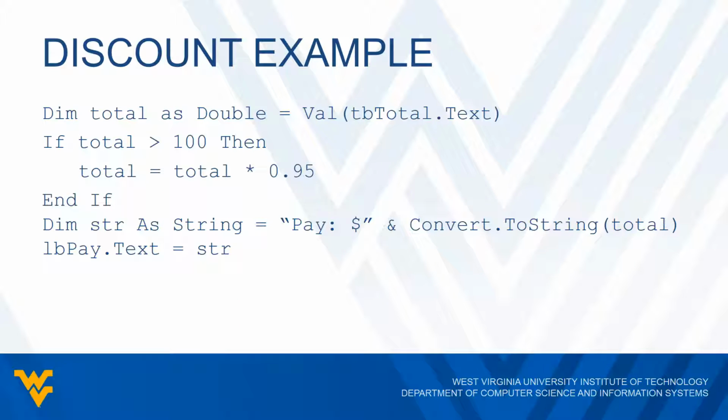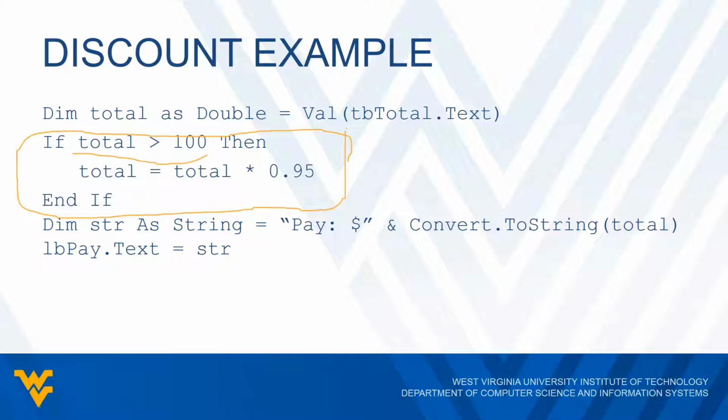Let's go back to our earlier example with computing the discount and see how we can use the if-then statement to help us. Our first line still has total as a variable of type double, and we're going to enter the value in a text box. We'll use the val method to convert it and store it in total. Then we have this section right here that contains the if-then statement. We say if total is greater than 100, so here's our condition. Then total equals total times 0.95. And then we have our end if.